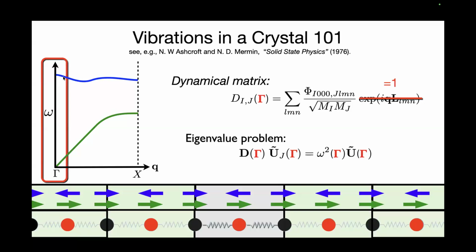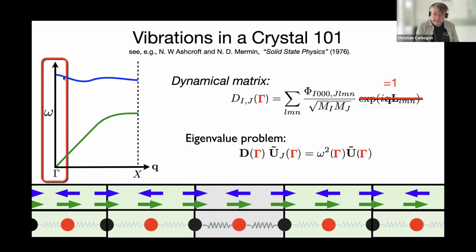Yes, it is clear. But I just want to ask a question. We have 3 branches in acoustic, and we have 3 in optical. They are all the same? They have the same value? No. So here in this one-dimensional problem, we have just 1 and 1.